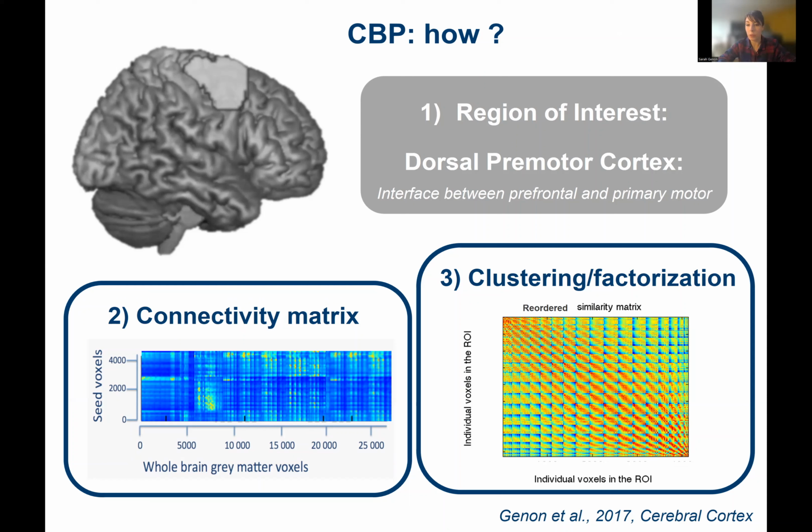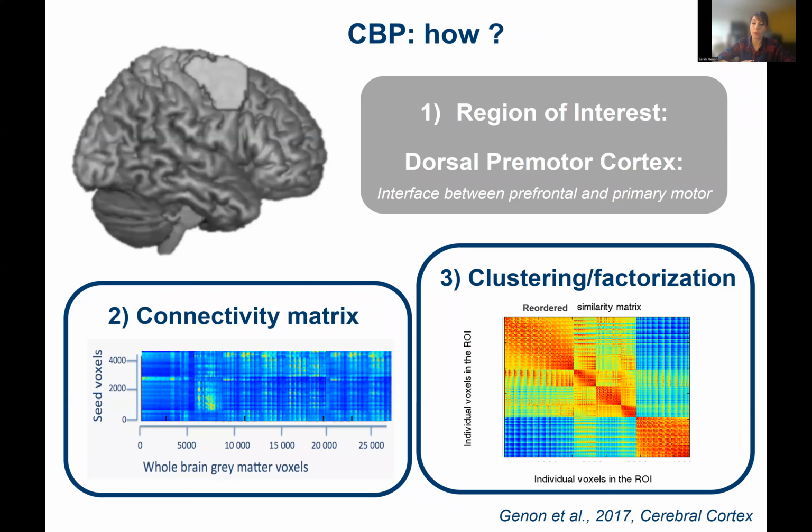So if we reorder the voxels based on their similarity or distance, and then apply a clustering approach, you see how we can distinguish different clusters. And if we map those clusters of seed voxels within the brain, you see how it looks. We have a differentiation along the rostrocaudal axis and the ventrodorsal axis within this dorsal premotor cortex.